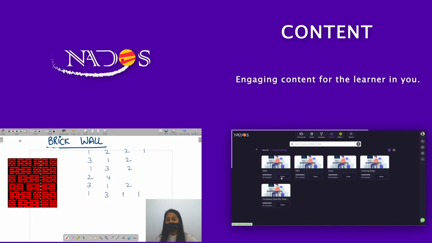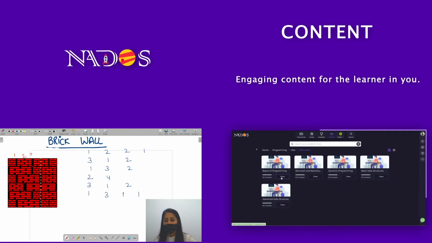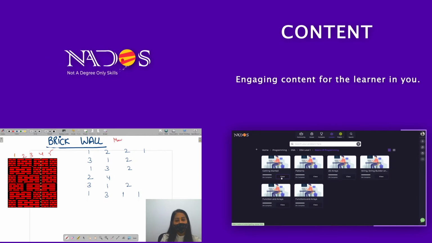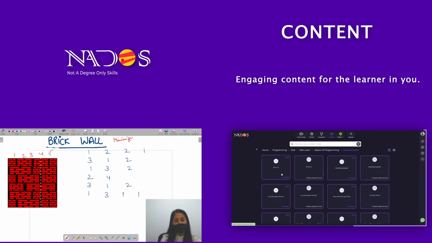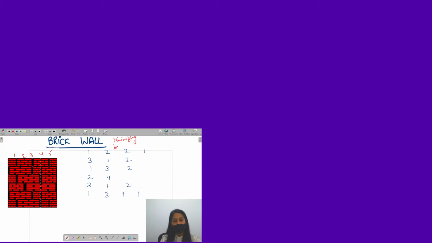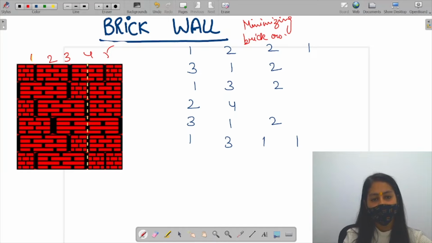Now in order to solve this problem, the first thing that you have to keep in mind is that minimizing the brick crosses is equal to maximizing the split crosses.